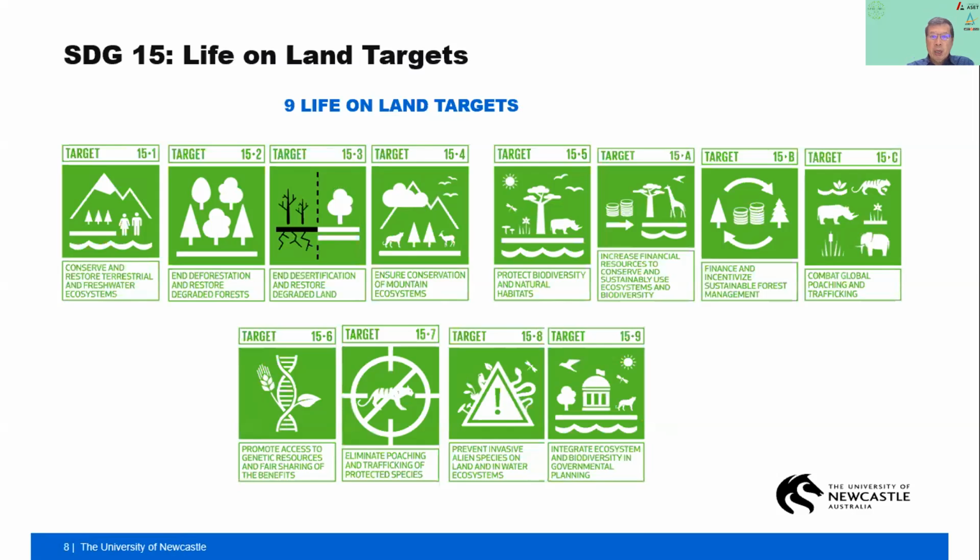15.4 deals with conservation of mountain ecosystems. And then 15.5 has A, B, C, basically is protect biodiversity and natural habitats, right? The biodiverse world of the flora and fauna, not just animals, but also the plants to be protected, related to life on land, including genetic resources, poaching, and prevent invasive alien species from coming in, and integrate ecosystem values in governmental planning that deals with governance, which is very important.